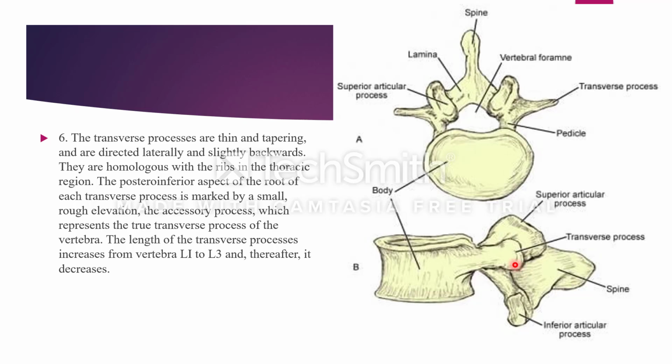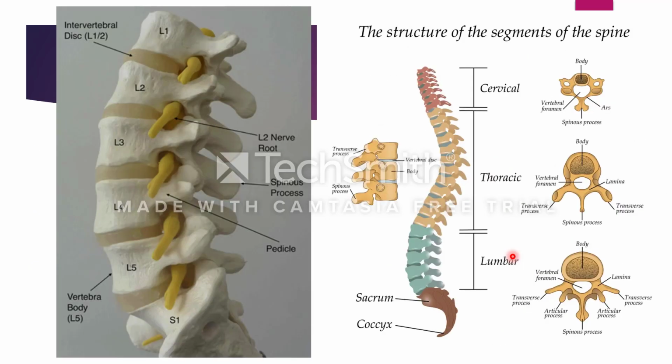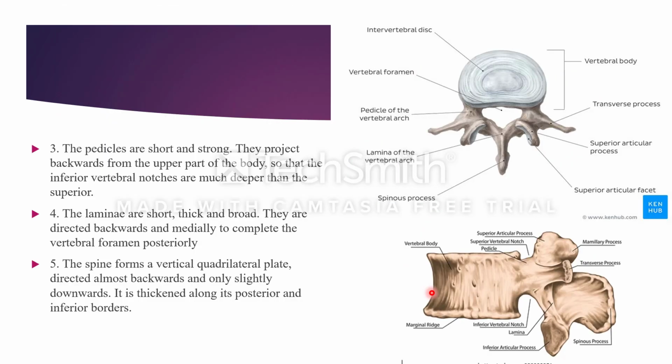The length of the transverse process increases from vertebra L1 to L3 and thereafter it decreases. If we see all the vertebrae, you can see here the length of these transverse processes increasing from L1 to L2 to L3, but then it will decrease. See here in L4 and L5, the length of the transverse process will decrease.